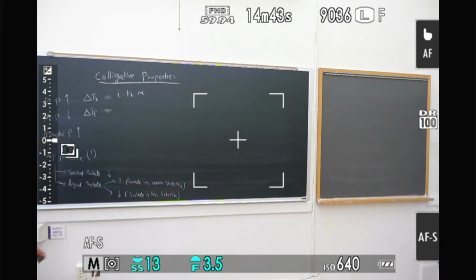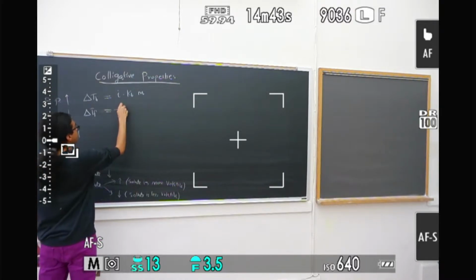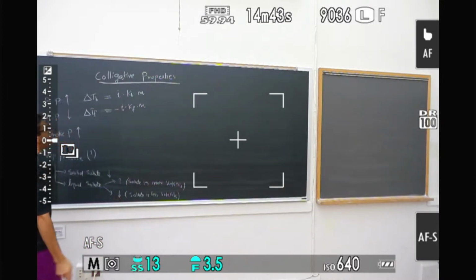Freezing point goes down. How much does it go down by? That's delta Tf. And since it goes down, we introduce a negative sign to compensate for that. This is given by negative i times Kf times little m.